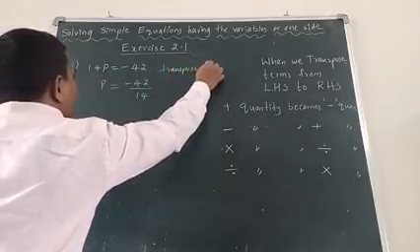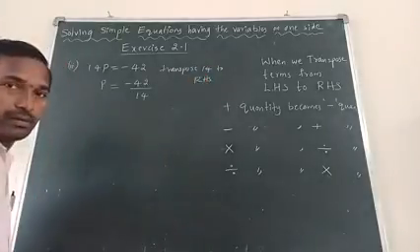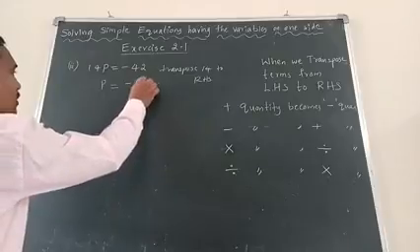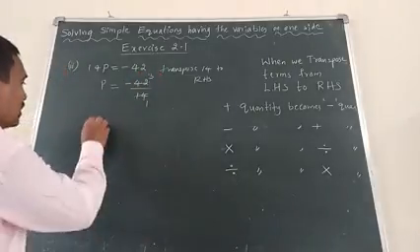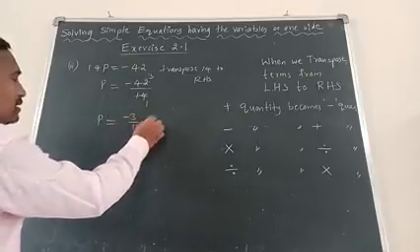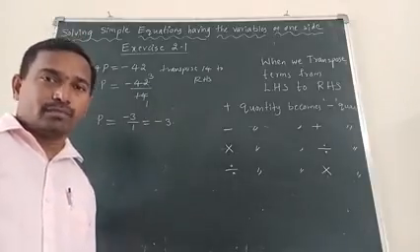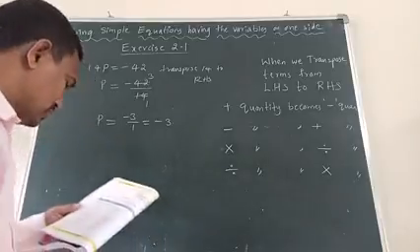Transpose 14 to RHS. So 14 ones are 14, 14 threes are 42. So what is the p value? Minus 3 by 1. That is minus 3.